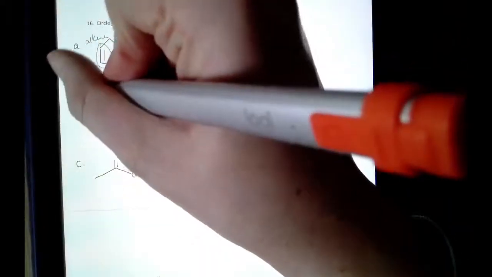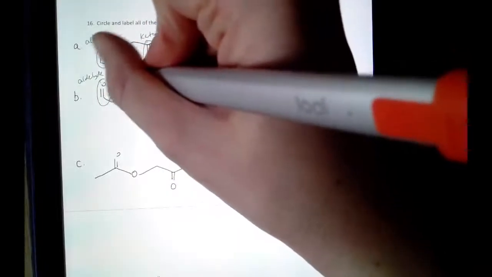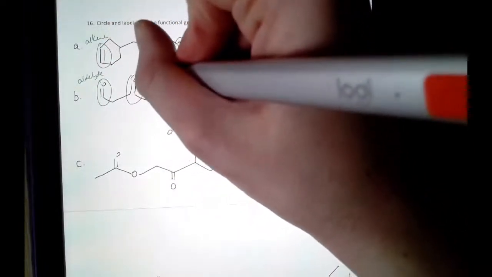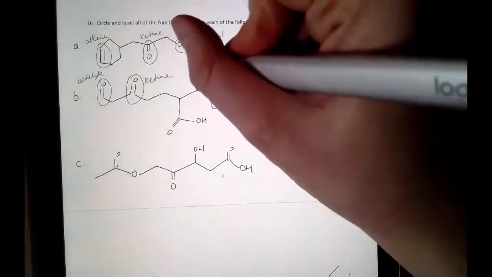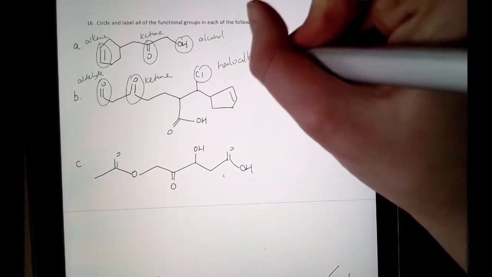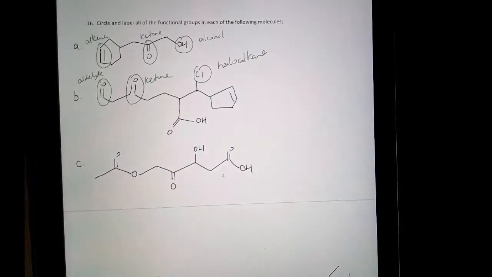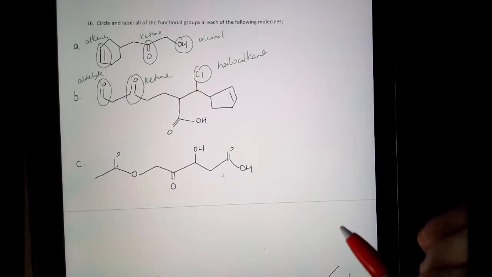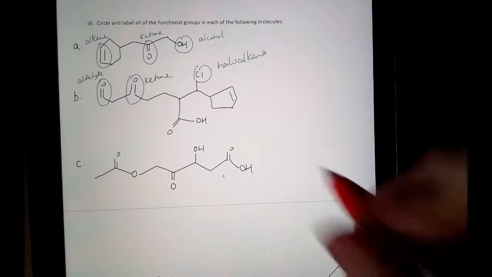The next one, I've got a carbonyl group here at the end of the chain. That makes it an aldehyde. Next, I've got another carbonyl group, but this time it's in the middle of a chain, which makes it a ketone. I've got a chlorine here. This makes it a haloalkane. So if I had any of the halogens, chlorine, bromine, fluorine, any of them, bonded to a carbon, it makes it a haloalkane. You could also call it a chloroalkane to be a little bit more specific.